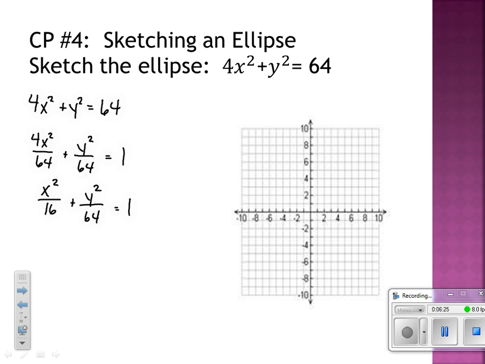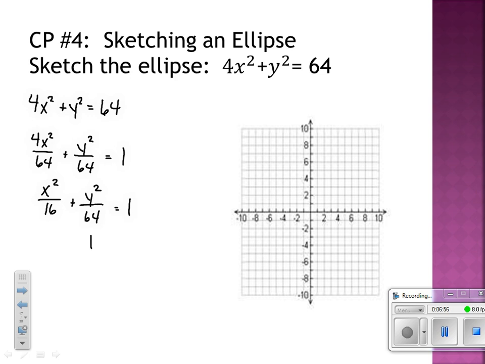So trying to determine whether or not we have a vertical or horizontal major axis, you need to look at those numbers sitting underneath your x's and your y's. Looking back at the chart, A is always going to be your major axis number. A is always going to be bigger than B. B is always the minor, A is always the major on an ellipse.